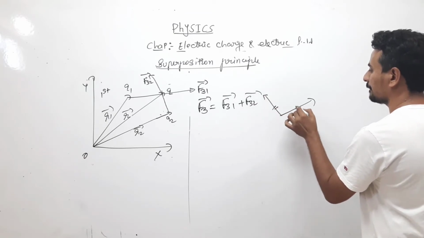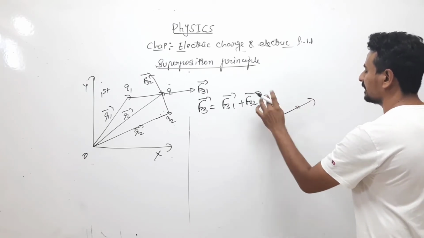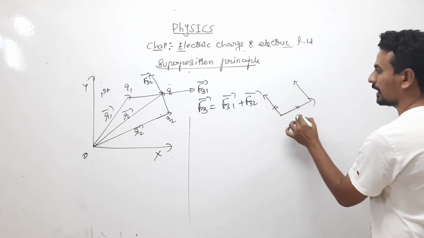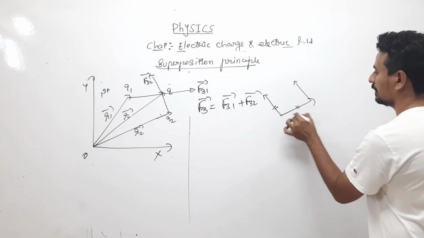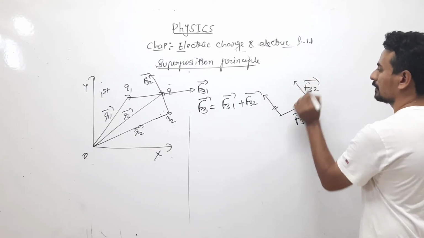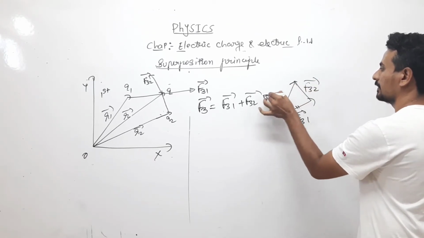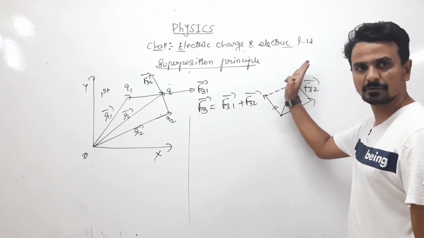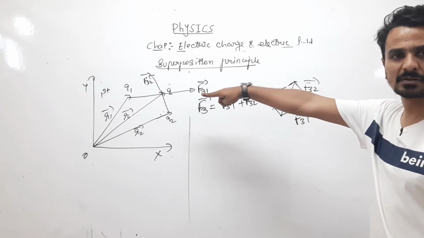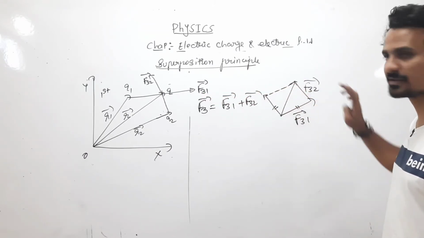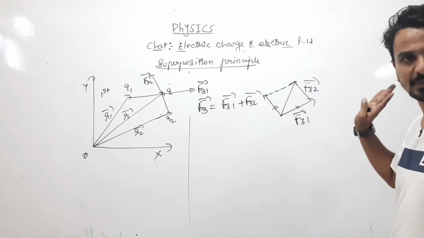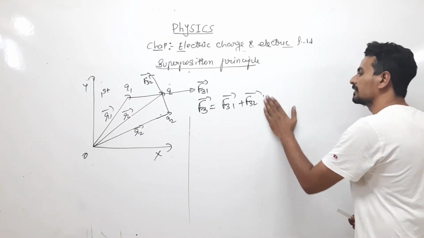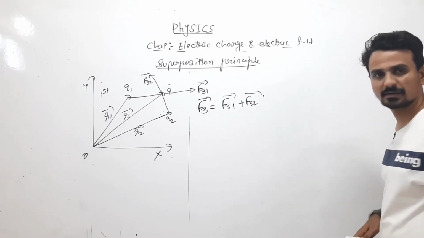One of the forces is in this direction, the other is in this direction. So let the first vector be this, and the second vector can be drawn here. This is your F31, this is F32, and this will be your resultant vector. This completes the parallelogram. So this will be the resultant force acting on the charge Q because of both these charges. This is the superposition principle. You just have to add the forces in the form of vectors.